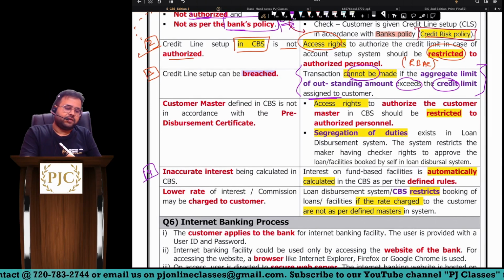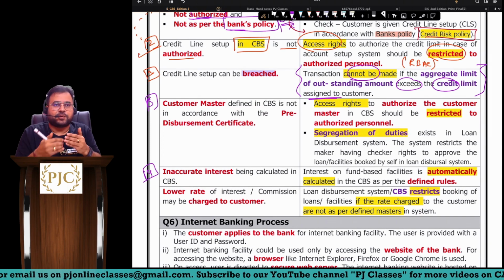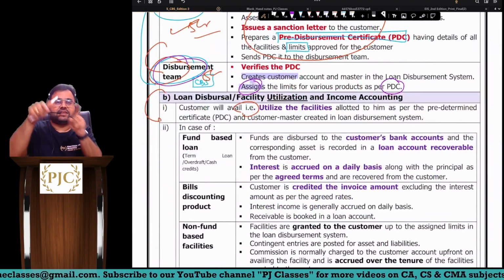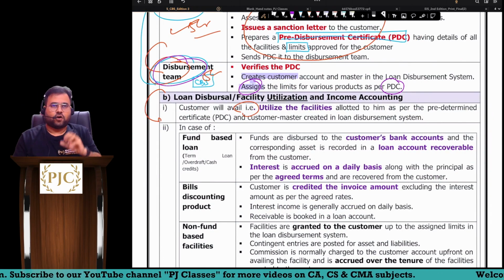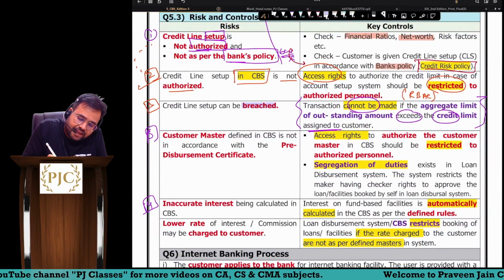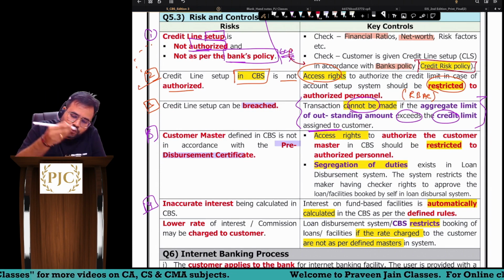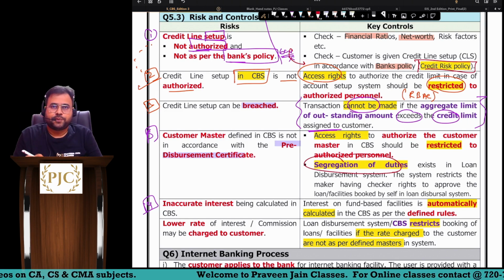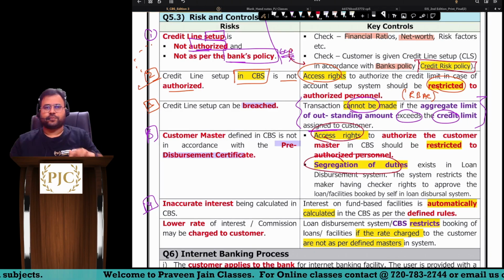Okay, fifth point, sir. Whenever we are entering customer master, can I say the disbursement team is entering some details in the software? Customer master, loan details, sanction details, all these things they are entering, sir. Sir, whatever they have entered is not as per the pre-disbursement certificate, sir. So what should we do, sir? Again, we have to ensure that it is properly reviewed, segregation of duties is done, review is done, and access rights in the software are given to the right person only, sir. So this could be the control, sir.